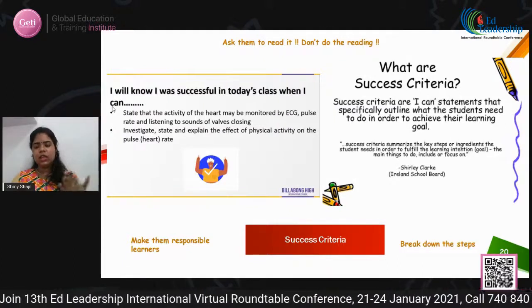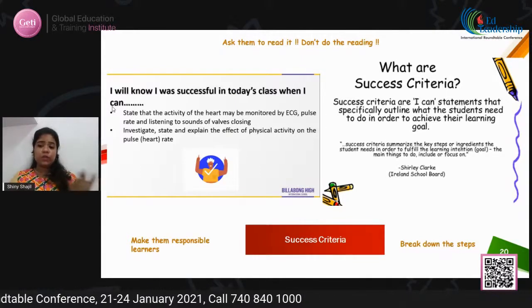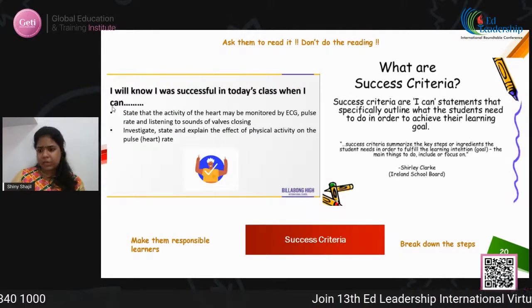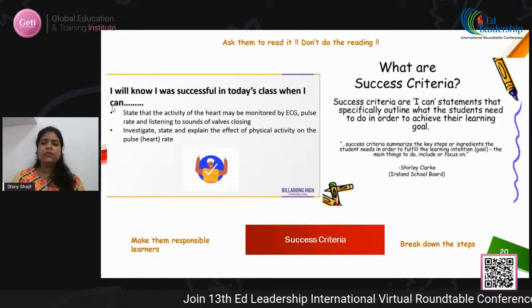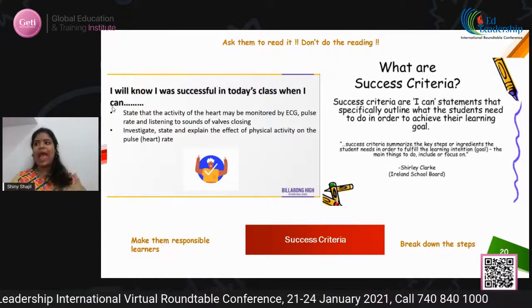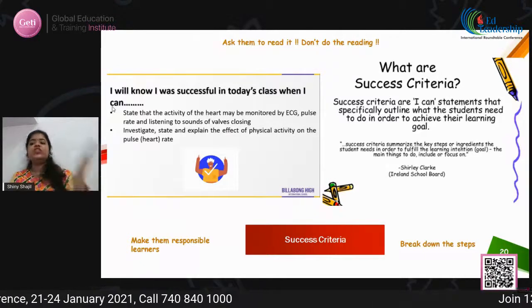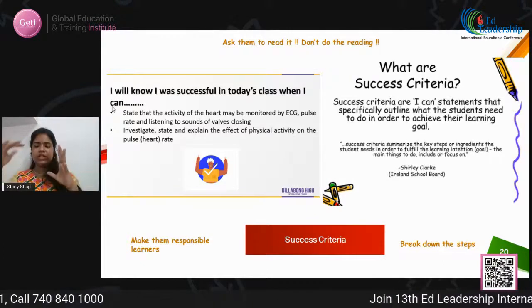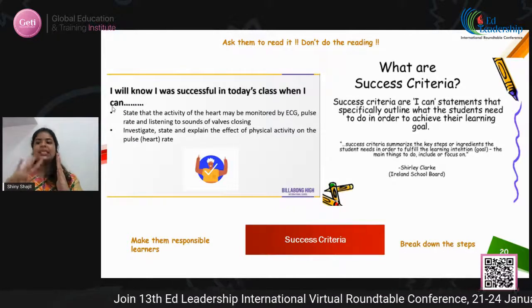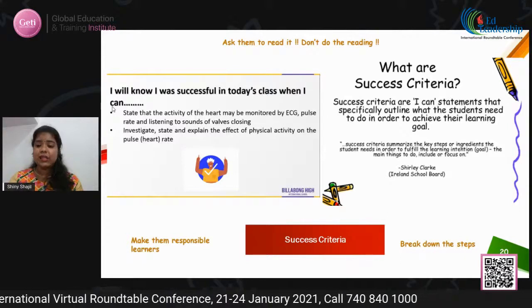Right after stating the learning objective, it is ideal for a teacher to state the success criteria. I will know I was successful in today's class when I can, and then you're going to list it out. Now, how is it different from a learning objective? It is different from a learning objective by the fact that a success criteria is a visual way to show and tell your students the steps they will have to take to be successful in reaching their learning objectives. You're going to break down the learning objective and give them some easy steps that they have to fulfill. And if they fulfill all these steps, they are completing the learning objective. Okay, so it is also important that they read the success criteria, not you.